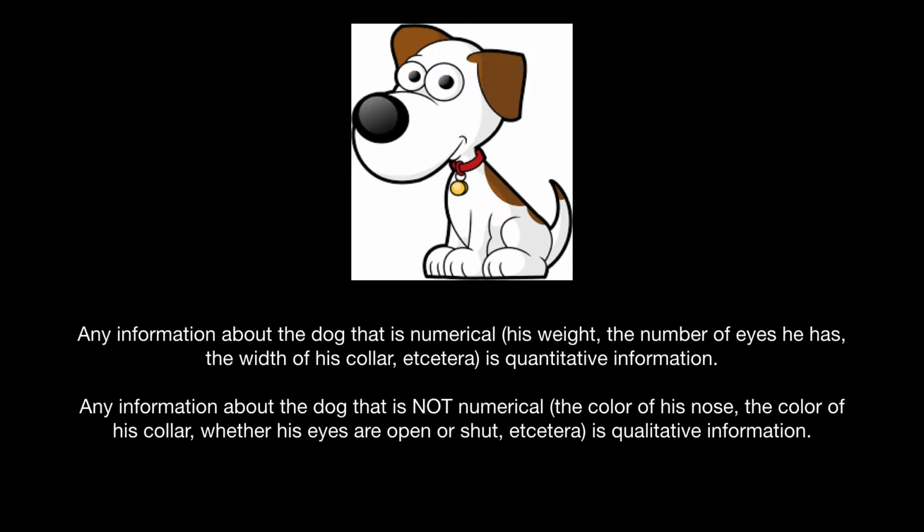Any information about the dog that is numerical, his weight, the number of eyes he has, the width of his collar, etc., is quantitative information. Any information about the dog that is not numerical, the color of his nose, the color of his collar, whether his eyes are open or shut, etc., is qualitative information.